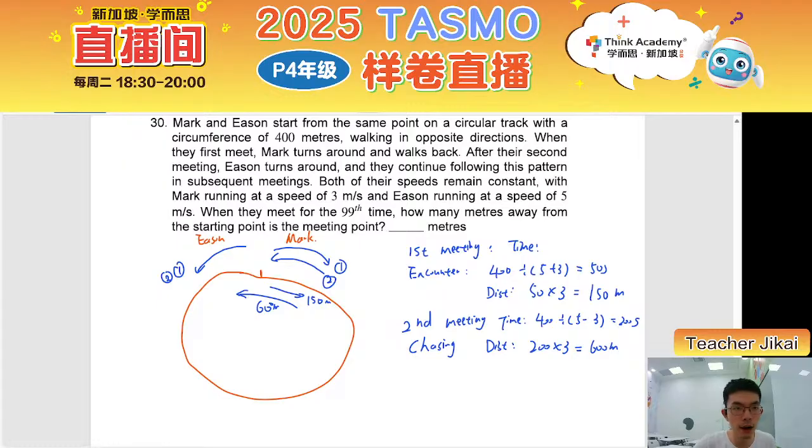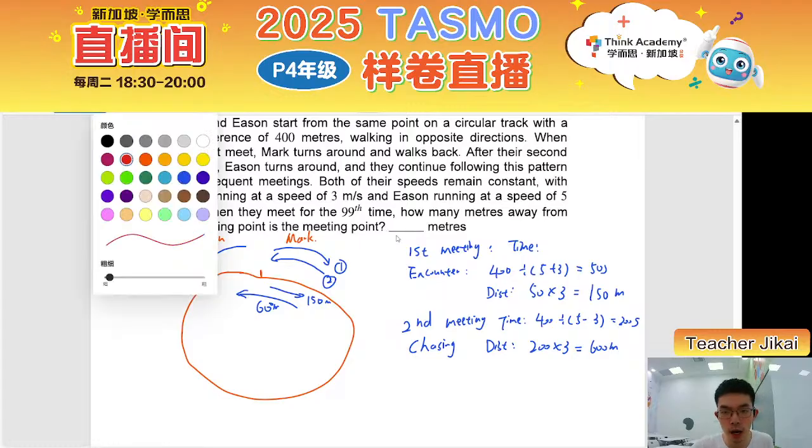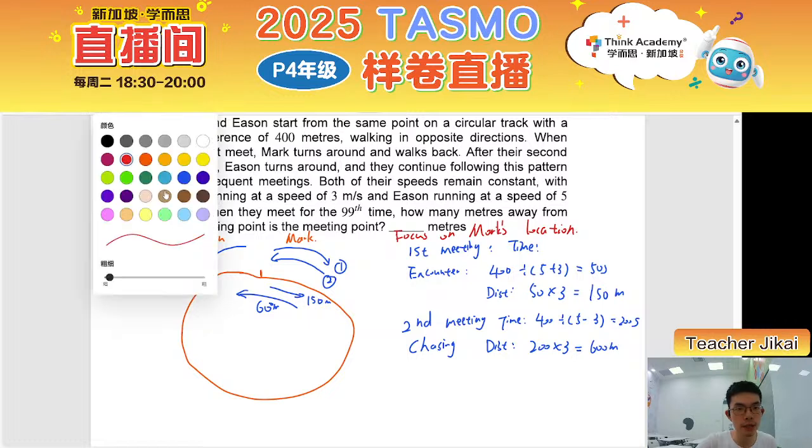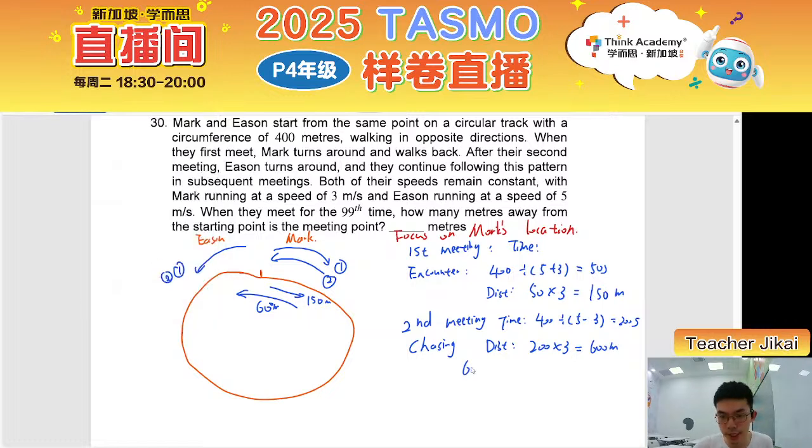Because for all the starting points and ending points, we always focus on Mark's location. So we go back for 600 meters, and you can find the second meeting point. It is 600 minus 150, which is 450 meters. So it means we go back for 450 meters. And it is a circular track, so it will be equal to 50 meters here, right? So the distance is 50.